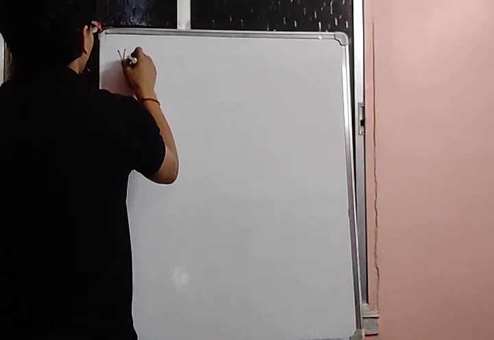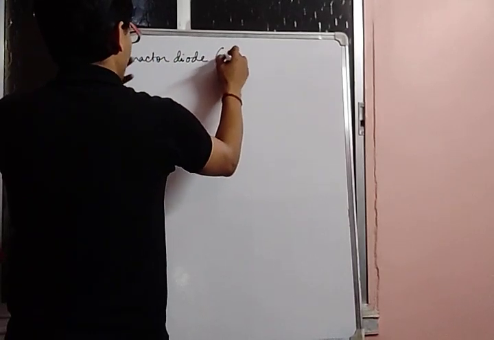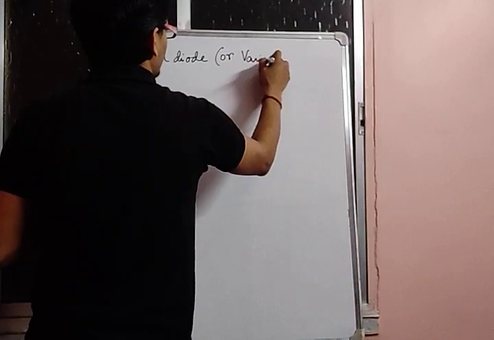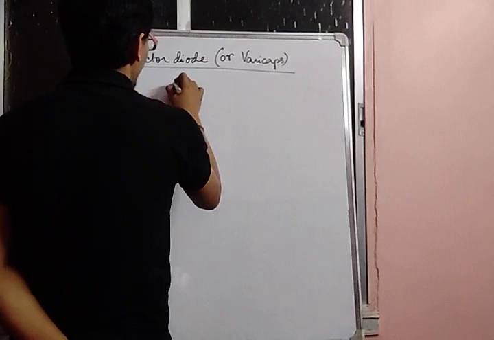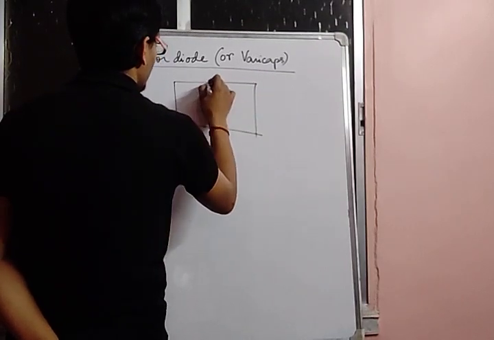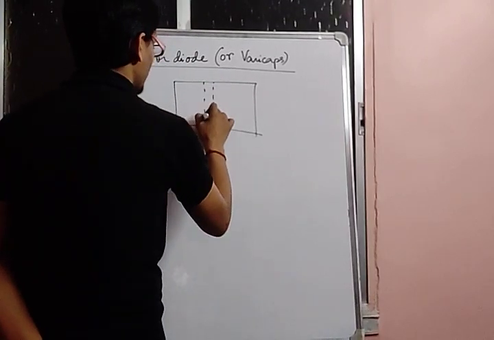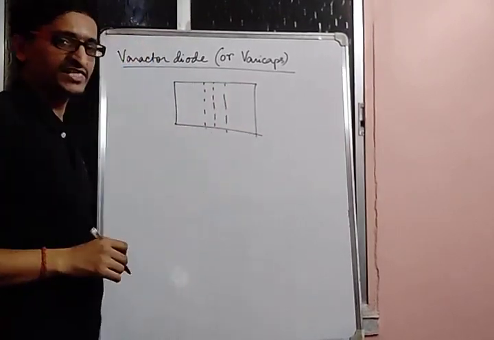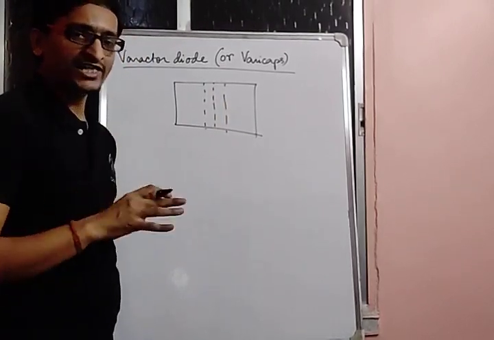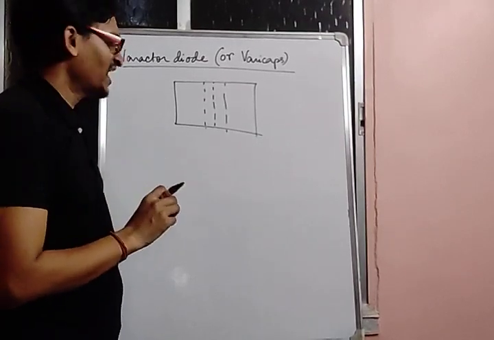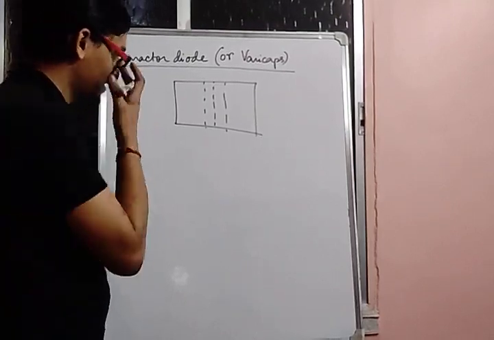Next, the last topic, which is the varactor diode or varicaps. In a junction diode, there is a depletion region which is depleted of any mobile charges. Only uncovered charges, or immobile charges, are present in this depletion region.